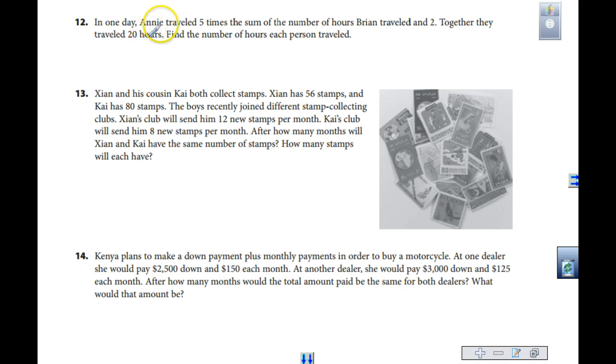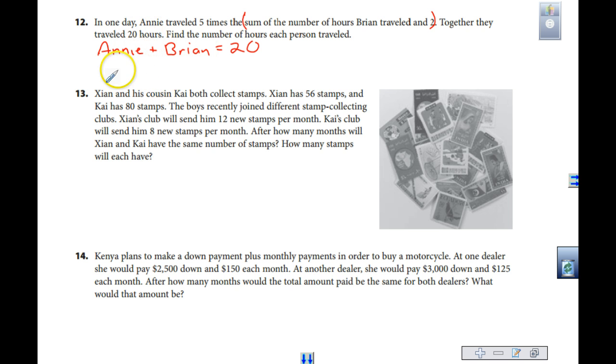And one day, Annie traveled 5 times the sum, there it is, parentheses, the sum. And together they traveled 20 hours. How many people are there? 2, and it is Annie plus Brian. And we know the miles total add up to 20. So we just need to have something for Annie, something for Brian.